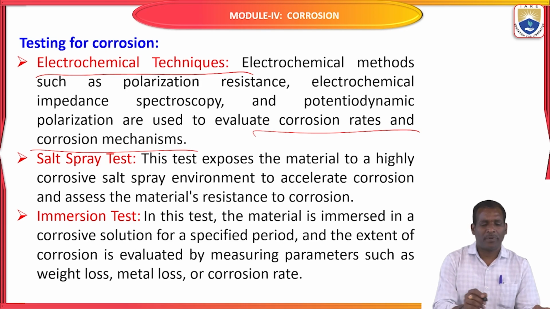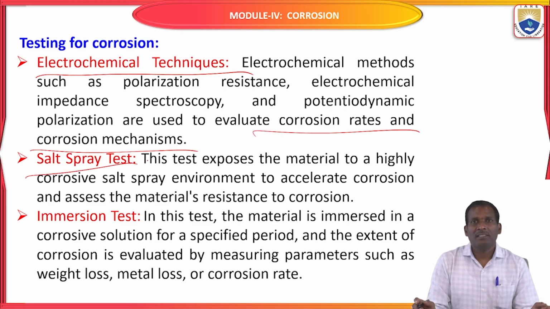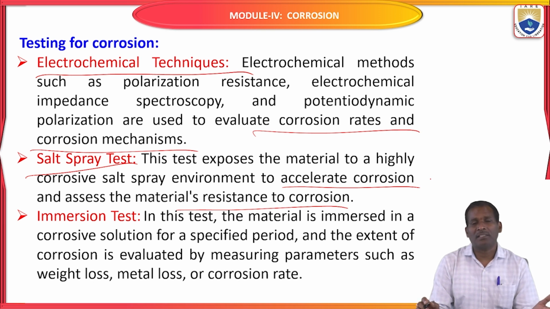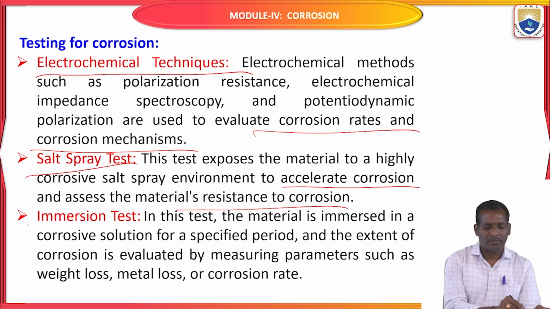Next, the salt spray test. This test exposes the material to a highly corrosive salt spray environment to accelerate corrosion and at the same time assess the material's resistance to corrosion. By using this salt spray, you can calculate the corrosion rate. Clear. And then the immersion test.